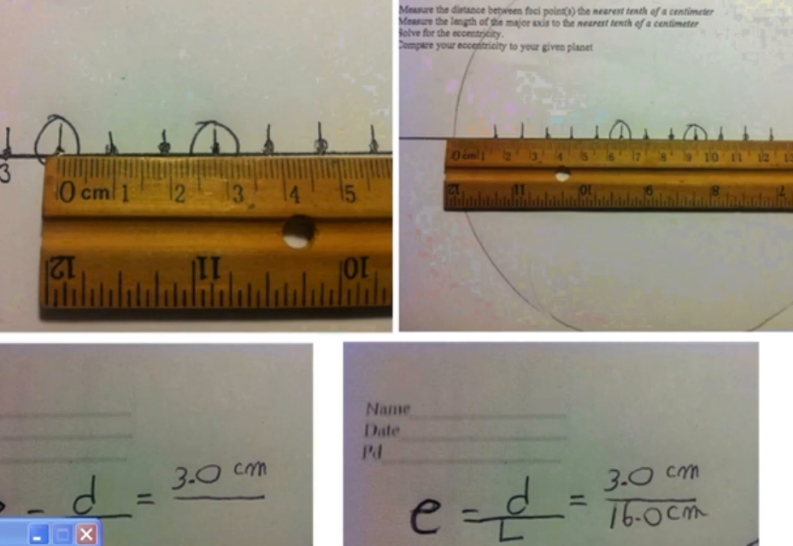Now, measure the distance between the foci, focus 1 and focus 2, and the length of the major axis, each to the nearest tenth of a centimeter. Again, this is where points are either gained or lost. So the foci are the two points, point number one and point number two. So in this example, I measured the foci points to be just about 3 centimeters. So since it's to the nearest tenth of a centimeter, it's 3.0 centimeters. If you do not put 3.0, you lose points.